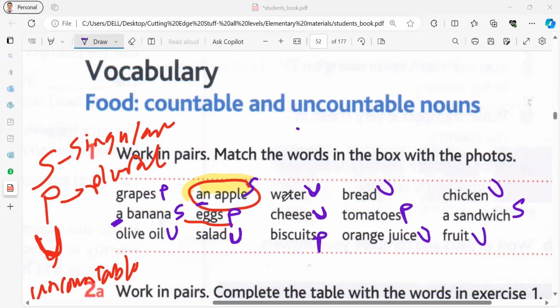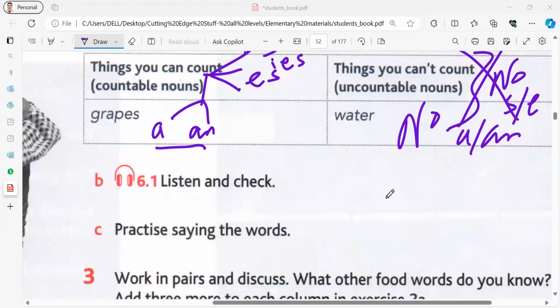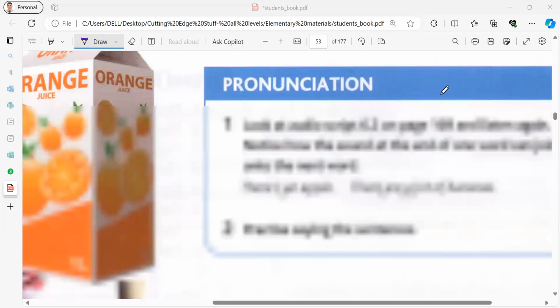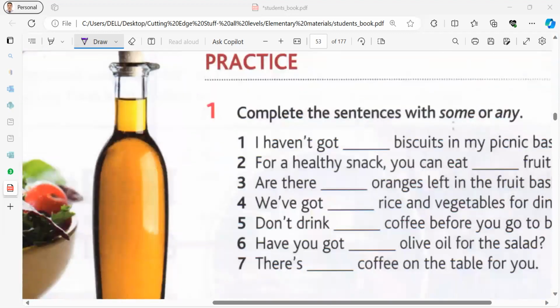Thank you. Abdulaziz, could you please read the uncountable nouns? Olive oil. Salad. Water. Cheese. Bread. Chicken. Fruit. And orange juice. Thank you. Clear, guys? Would you like to add more words for food? Or that's enough for food?